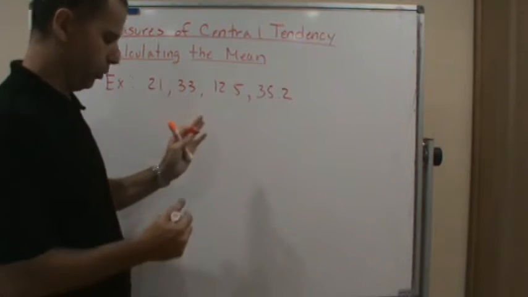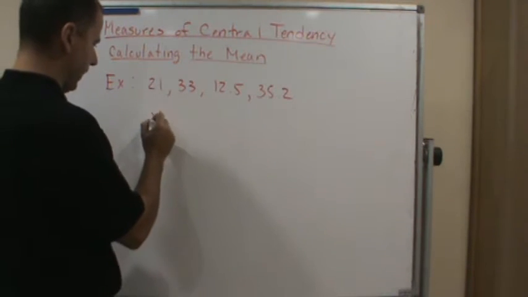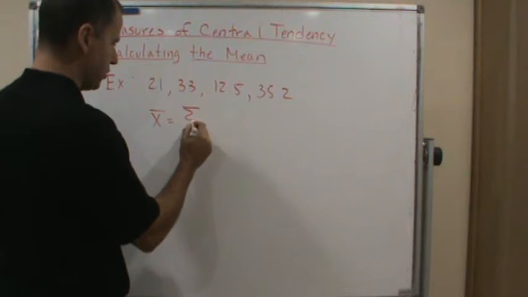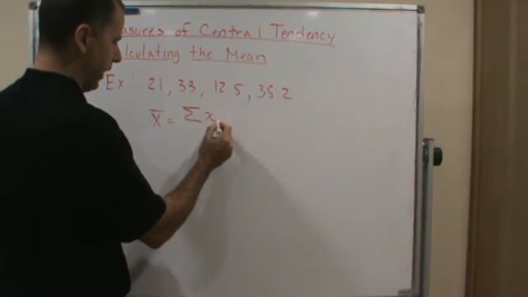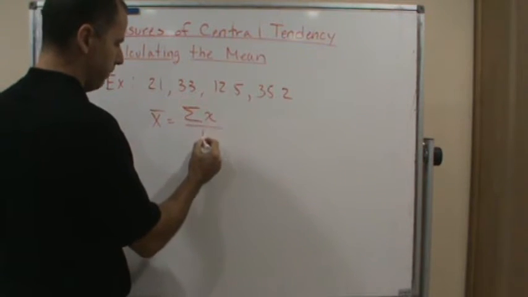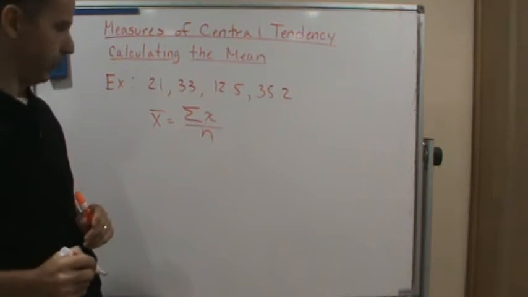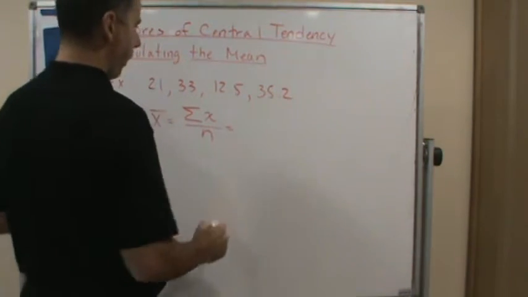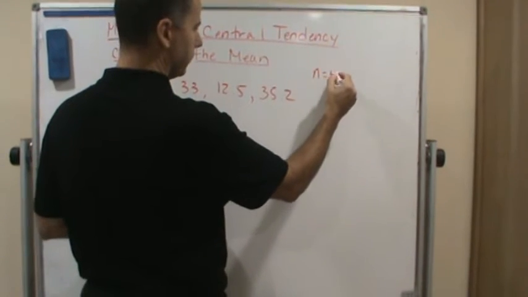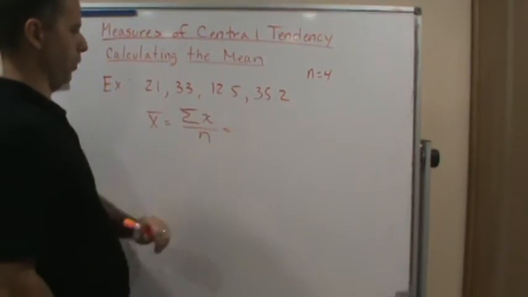So what are we going to do? We're going to add, right? We're going to use the formula x bar equals the summation of all the x values divided by the total number of values that we have. So, in this case, n equals 4. That's easy. 1, 2, 3, 4.